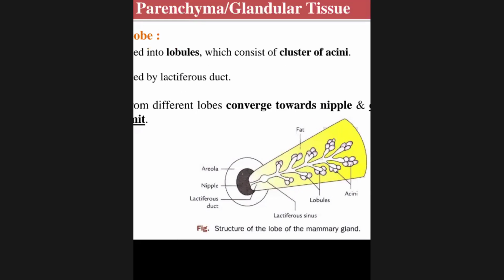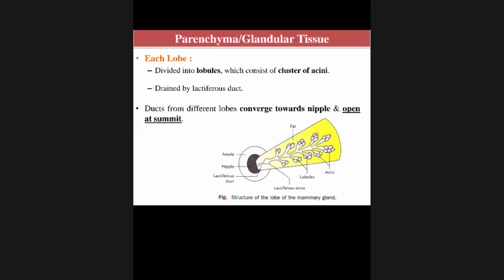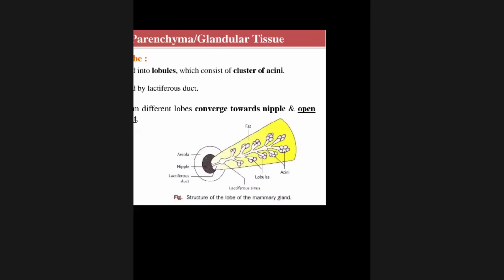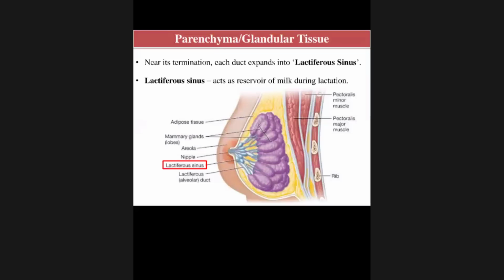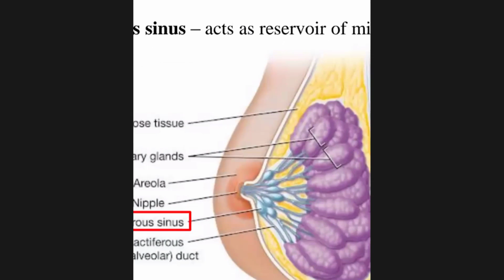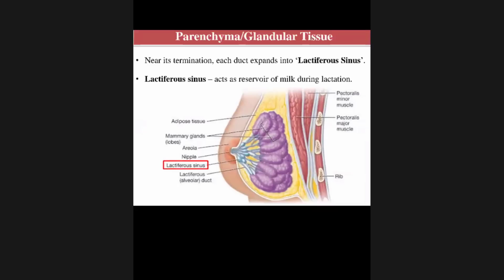We can see here in this picture also, lobules have many acini. Each lobule has minor ducts, and the minor ducts join to form a major duct. So near its termination each duct expands into the lactiferous sinus. We can see here the lactiferous sinus. So near its termination, each duct expands to form the lactiferous sinus.